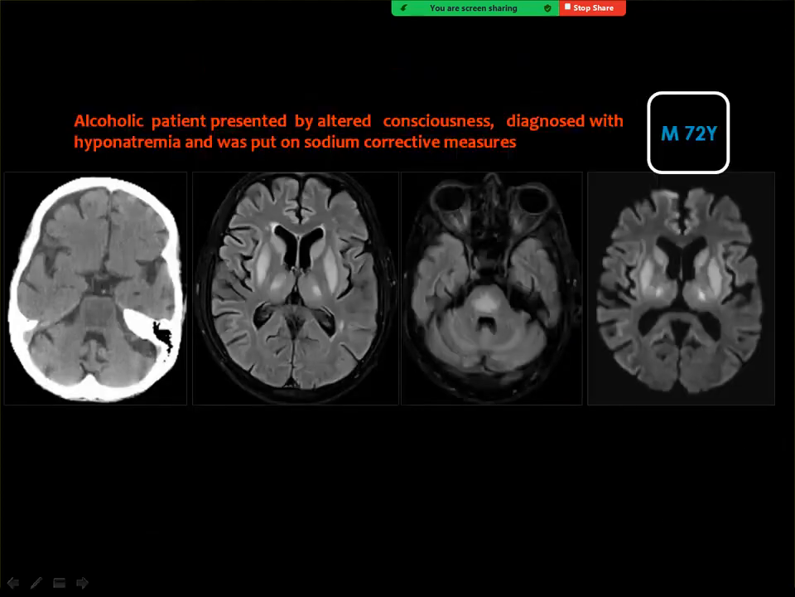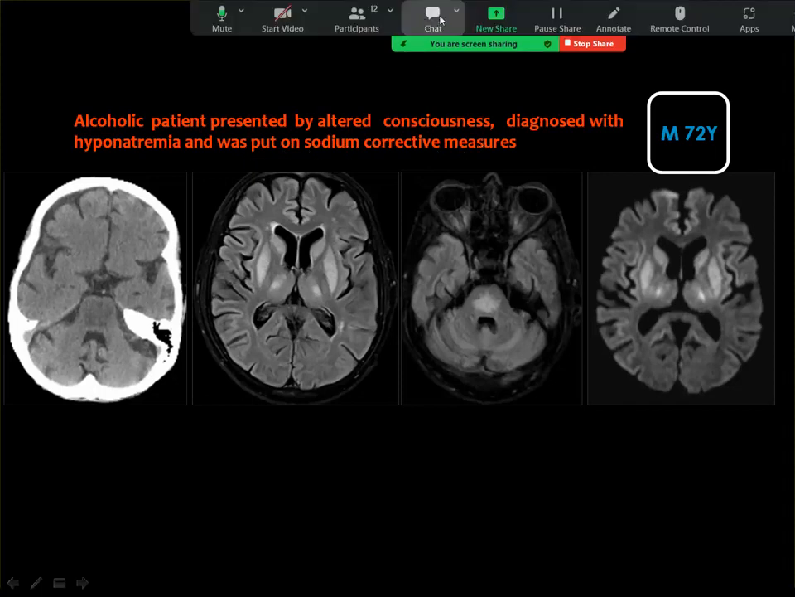The next case is a 72 years old male. He is alcoholic, presented by altered consciousness and diagnosed by hyponatremia and was put on sodium corrective measures.